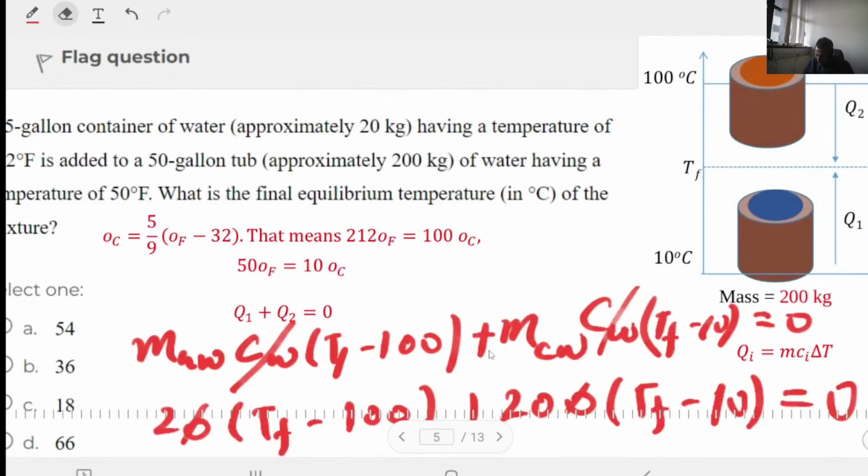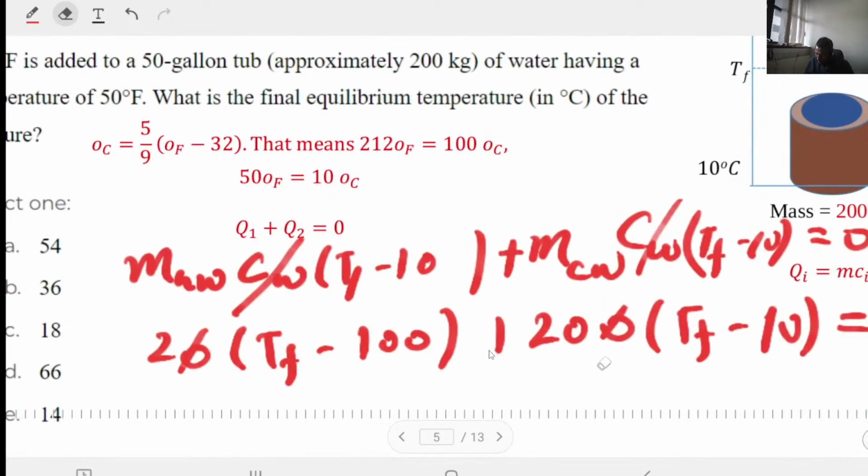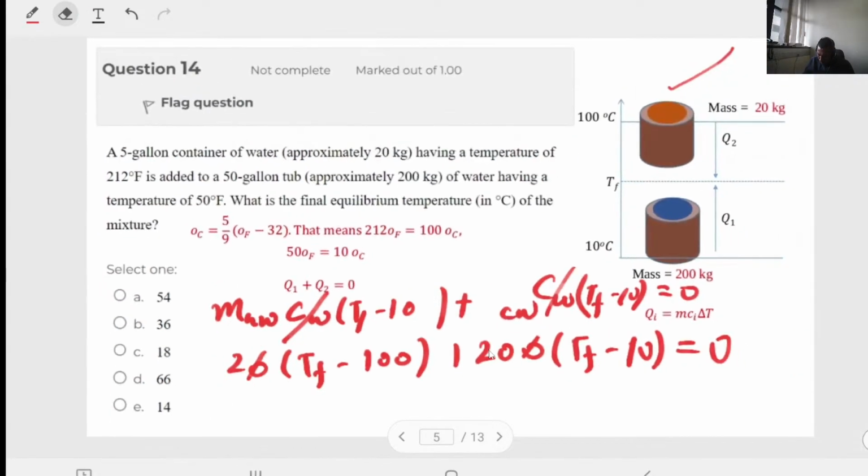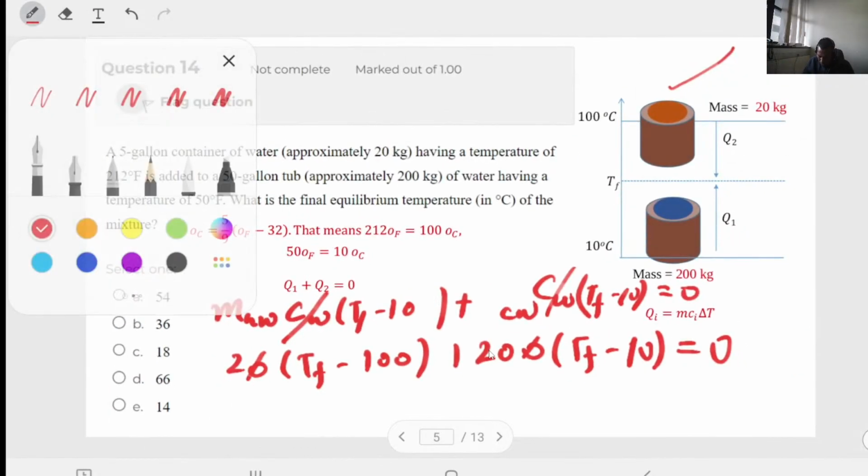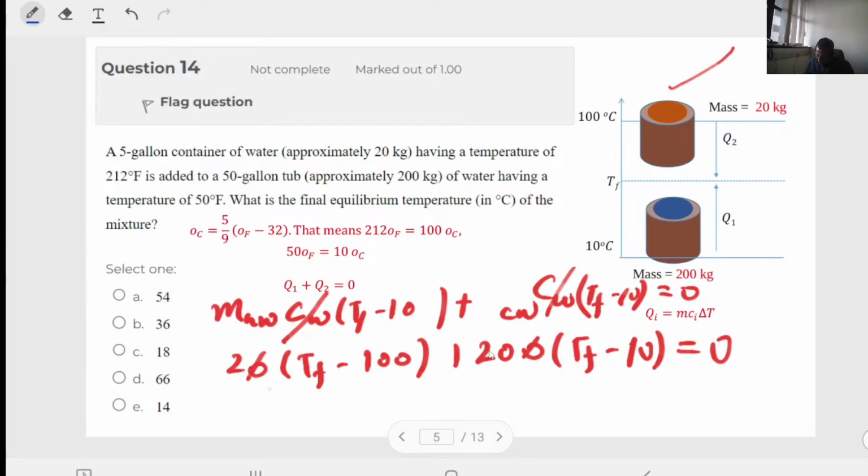I'm gonna zoom a little bit like this so that I'll have a place to write. Let me write with a very, very thin pen. What I get? That 0 go, that 210. Rather T final minus 100 plus this is divided by 2, that is 10. 10 T final minus 10 times 10 is 100, I believe. No, that's 10 times 10. Equals to 0.